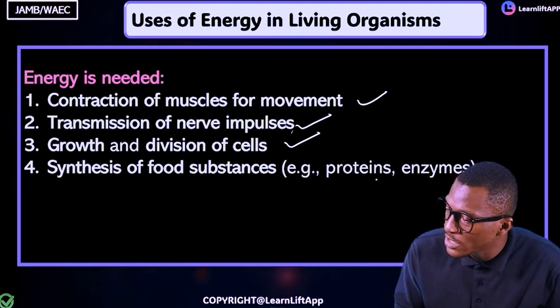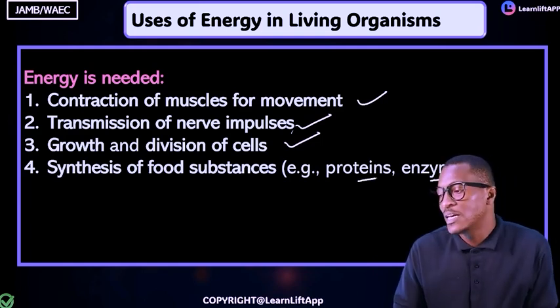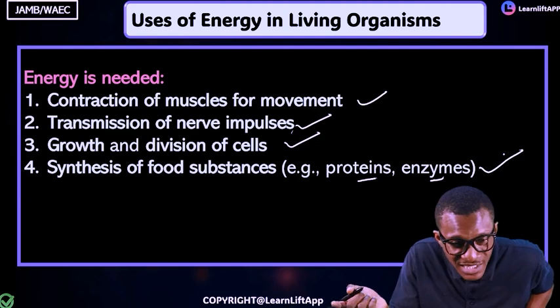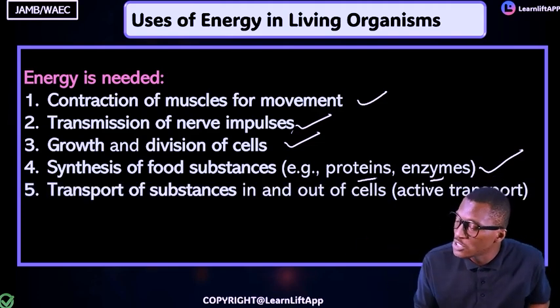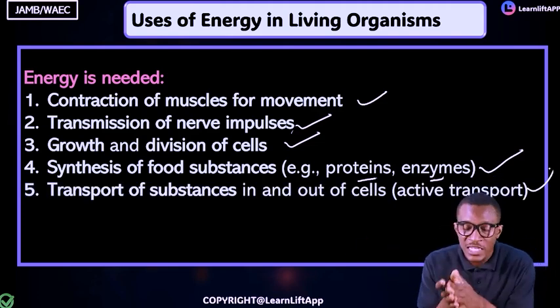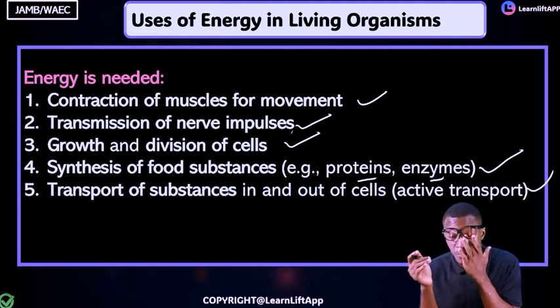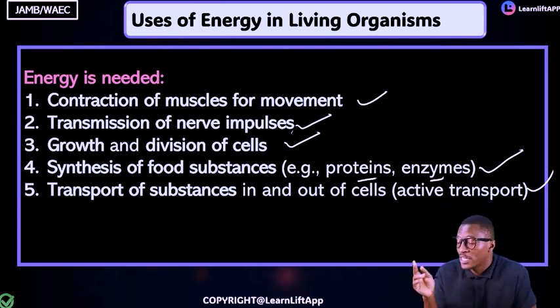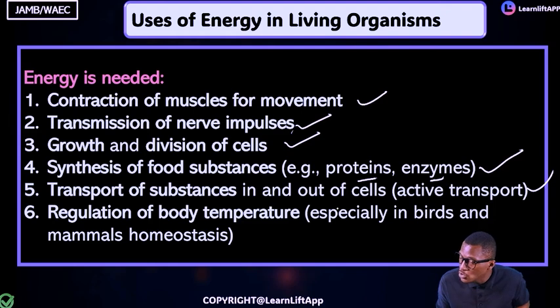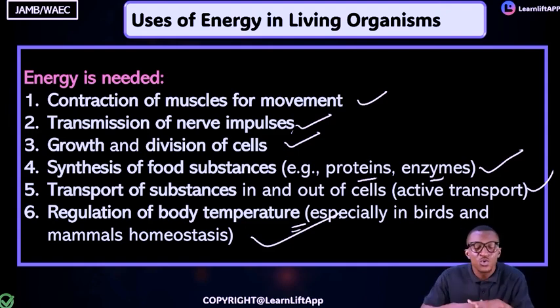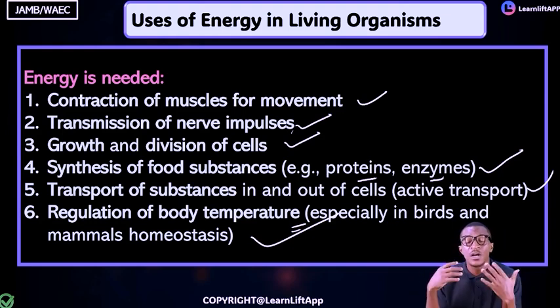Synthesis of food substances such as proteins, such as enzymes, needs energy. For synthesis to take place, there is need for energy. For transport of substances in and out of the cell, there is need for energy. And as well for regulation of body temperature, that's homeostasis. Even in birds and mammals, there is need for energy. So we need energy to carry out a lot of activities. The body needs energy for the body to work.